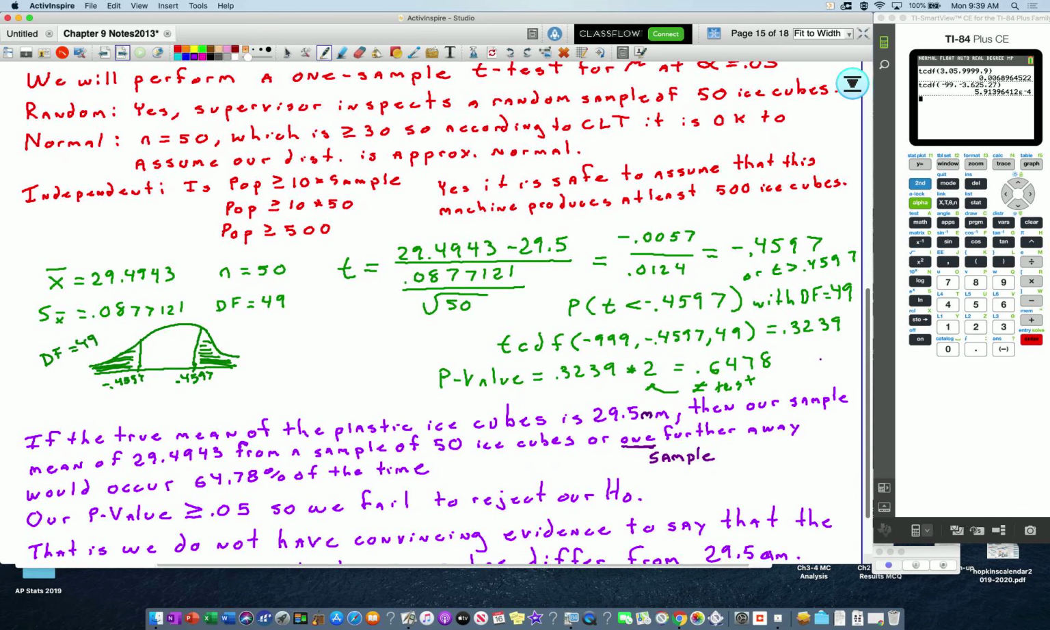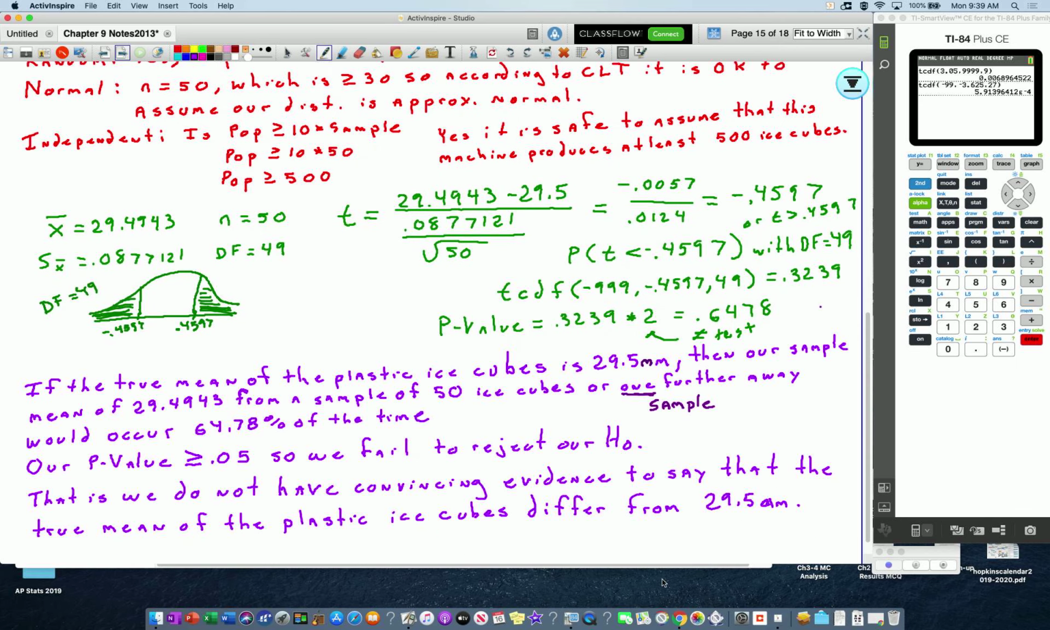So I just kind of brought it down and copied it down. So here was our sample mean, here was our sample standard deviation. So thinking about it, n was 50, degrees of freedom is 49. So I'm going to calculate out my t statistic. As I calculate that out here, I get a t statistic of negative 0.4597.